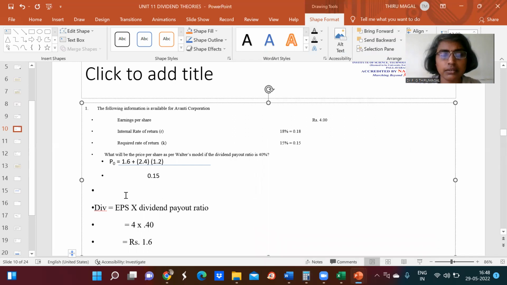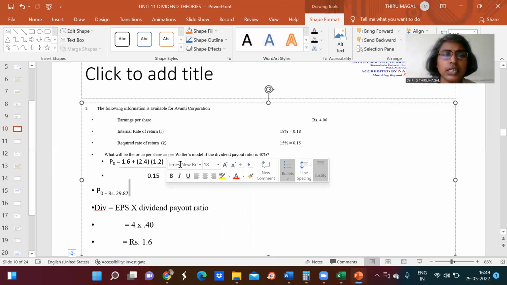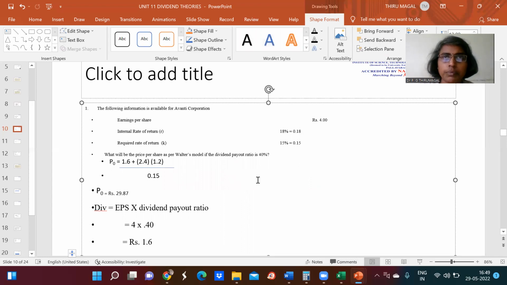So the price of the share is 29.87. That is the price of the share as per Walter's model. Even though it is a growth firm, because R is greater than K, they should follow an optimum payout of 0, but they have followed a payout ratio of 40%. That is why the share price is 29.87. If they go with the policy of R greater than K and an optimum payout ratio of 0, definitely the share price will increase. So again the relevance theory is proved.